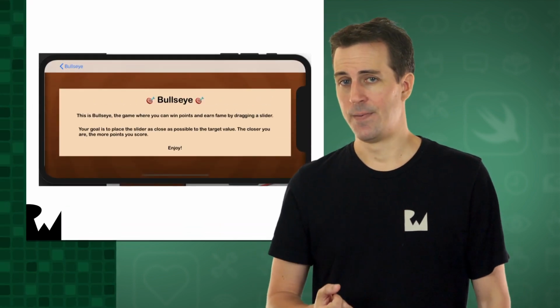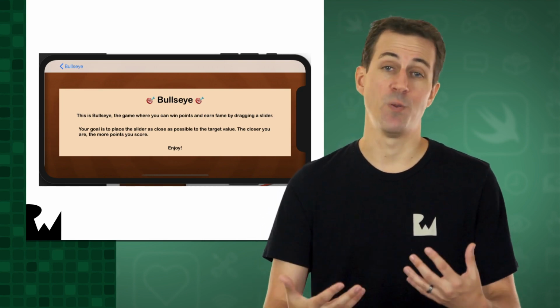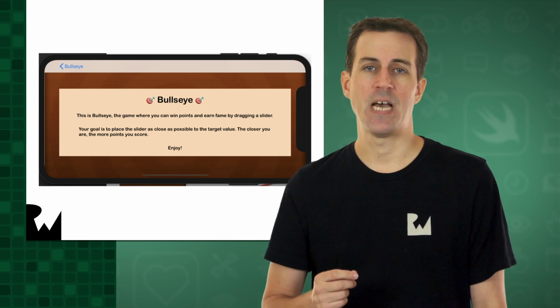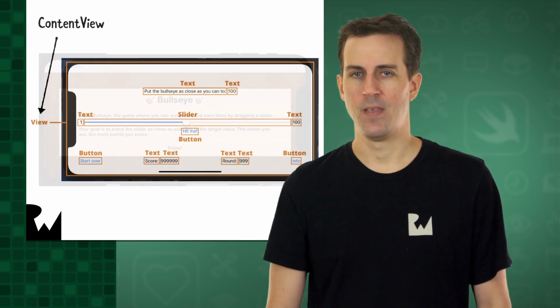It's time to rectify that by adding an About screen to the game. It'll appear whenever the player presses info. Here's what it will look like at the end. Most apps, even very simple ones like Bullseye, have more than one screen. This is as good of a time as any to learn how to add additional screens to your apps.